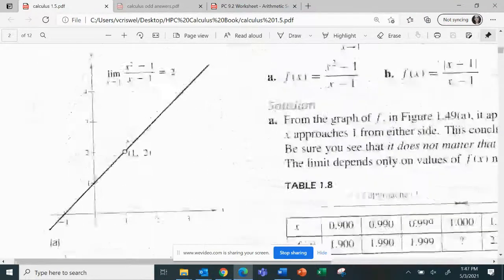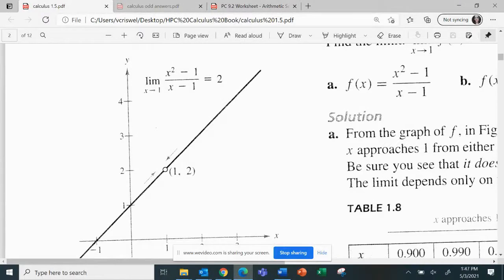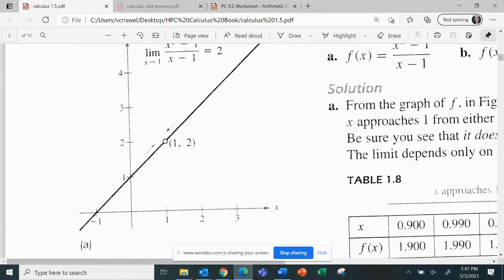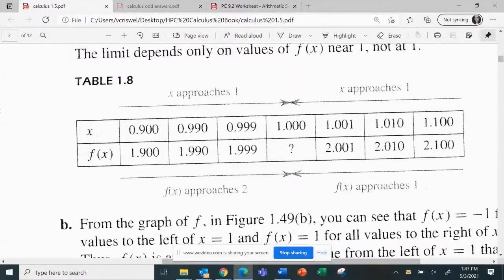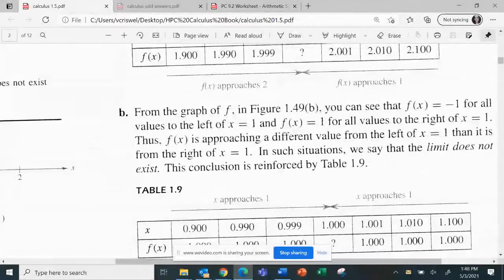And then this example here, exactly the same thing. We can look at a graph to see from the left, as x approaches 1, y is getting closer to 2. From the right, as x approaches 1, y is getting closer to 2. In this graph, compared to the other one, there's an open circle. The other one, there was a closed circle. Either way, the limit is what the y is approaching, so both of them have the same answer. And then the table is the same way. We are approaching 1 on the x's, but on the y's, it's getting closer and closer and closer to 2. It just doesn't equal 2.